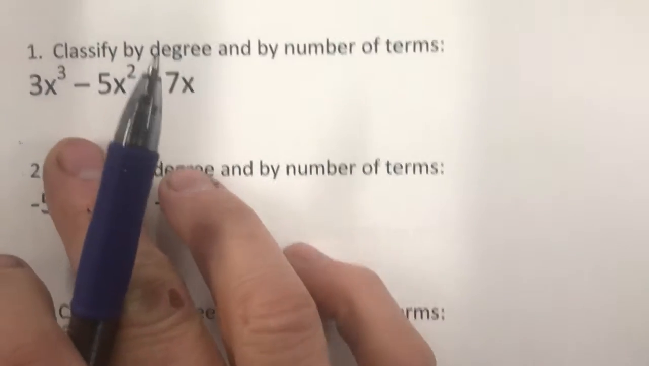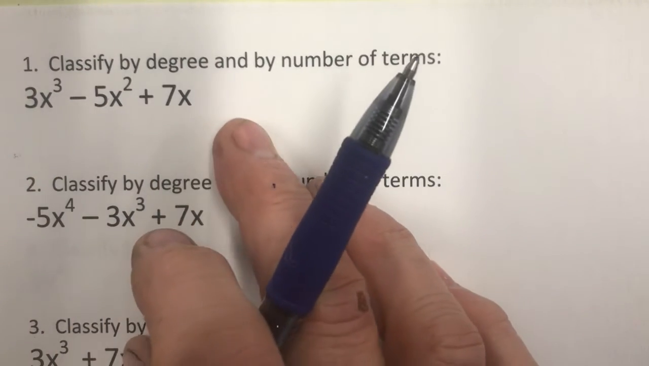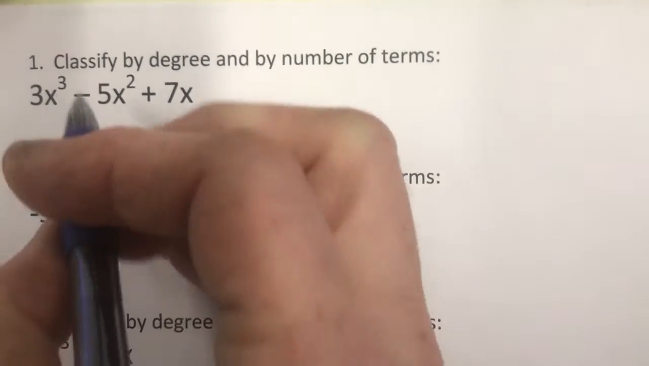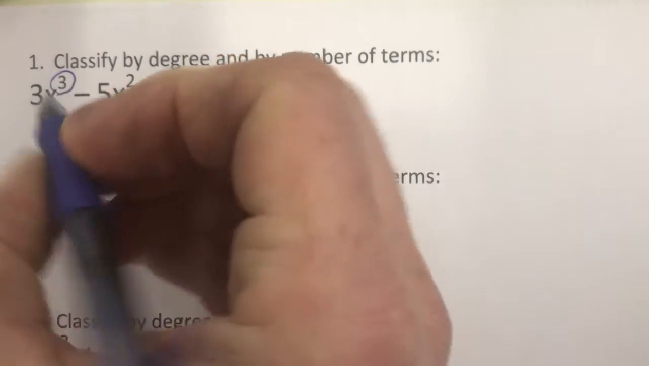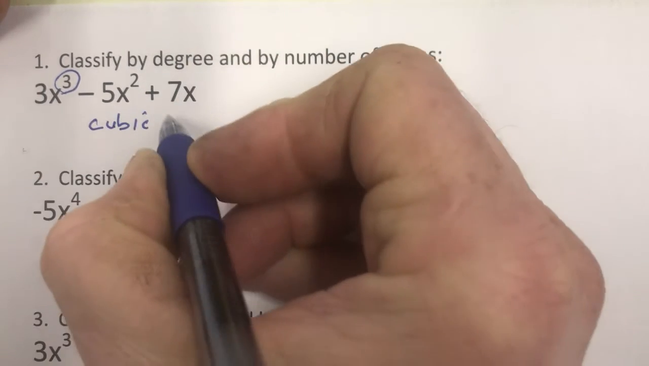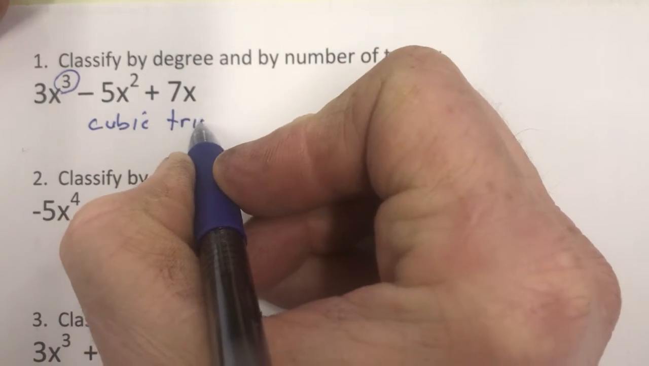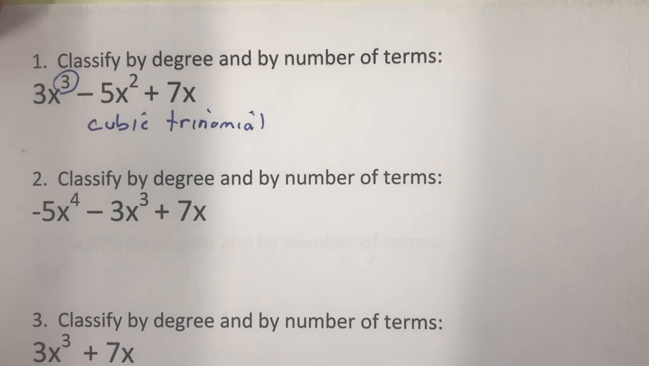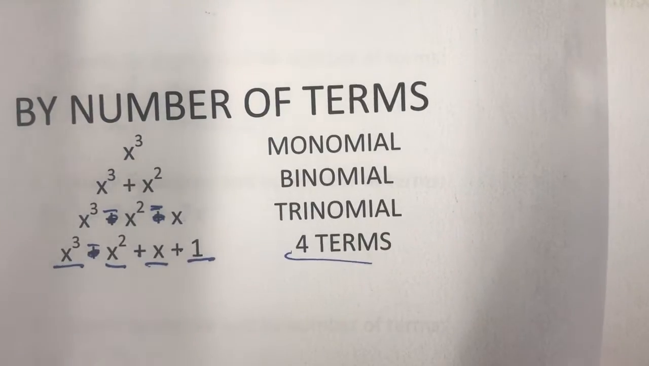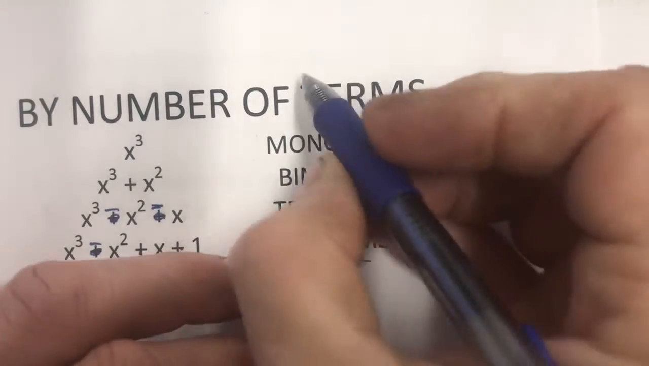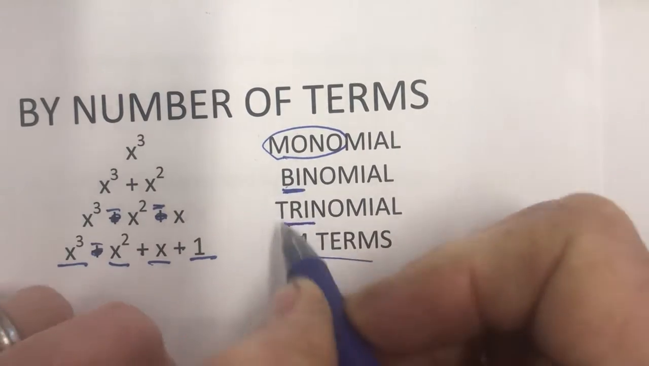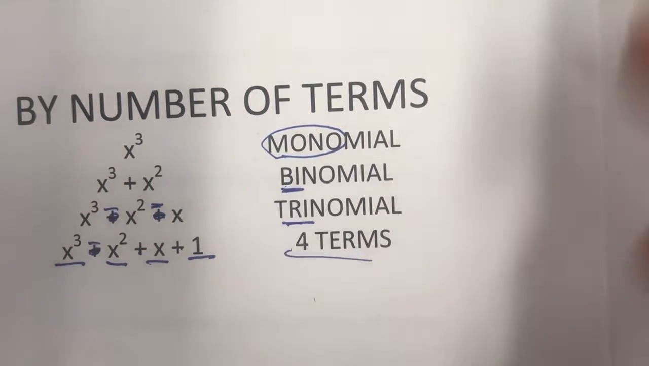So starting at number 1 right here, classify by degree and the number of terms. All right? The highest degree right here is x to the third. So this is cubic. And it has three terms, which is a trinomial. This is a cubic trinomial. Again, I didn't stress this enough a while ago, but if you look at these names, mono means 1, bi is 2, tri is 3. So those should be pretty easy to remember.